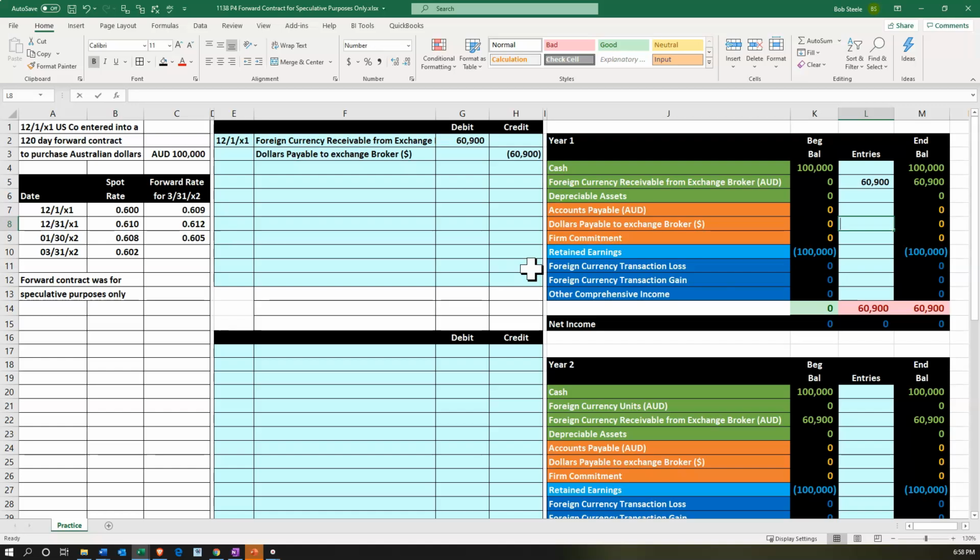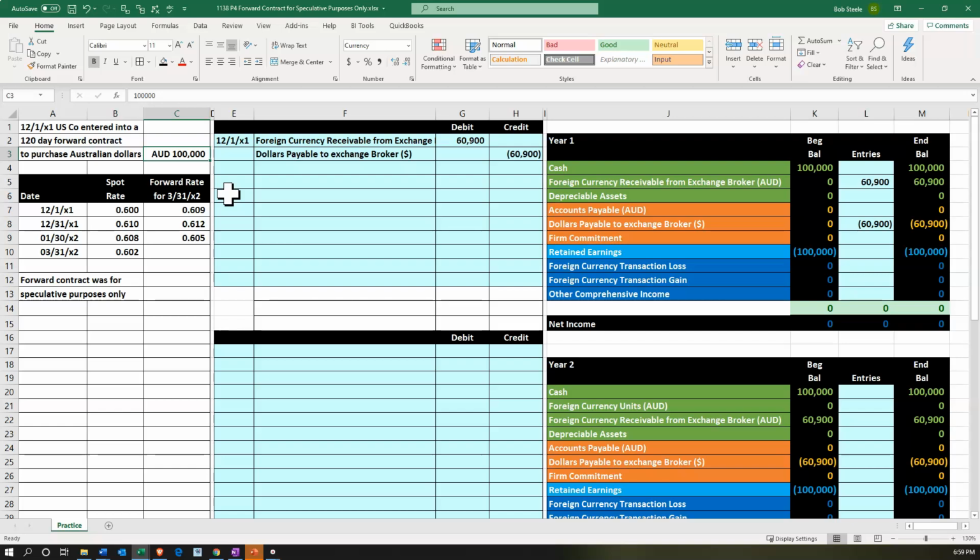Then on the US currency side, we're going to have 60,900. No speculation on this point. 120 days from now, we're going to pay cash of the 60,900. So we're speculating on the change that's going to be taking place with regards to the currency. Now note here, what we have is a receivable, right? So the receivable, what we're hoping is we're going to get paid this 100,000 in foreign currency, in Australian currency.